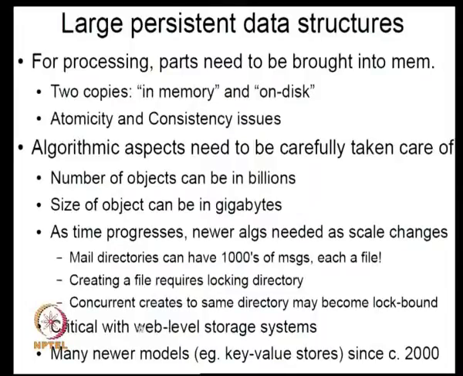And so I was mentioning the algorithm aspect needs to be carefully taken care of, and this is critical with web level storage systems, okay. Basically on a large scale, you have to figure out how to do this correctly, okay. And because of this, it turns out that many newer models have come up, what are called key value stores. They are slightly more flat systems compared to file systems. File systems give you a lot of functionality because applications require a lot of support.